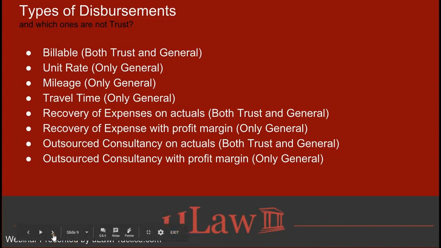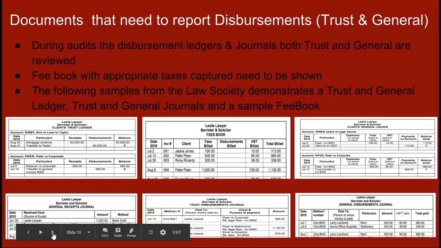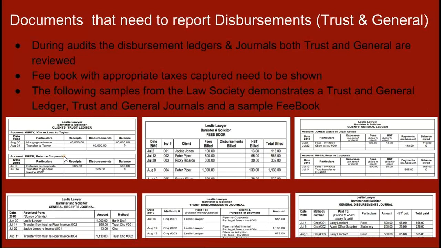Okay. Once these transactions or record keeping has been done, let's say you've tracked it, you've generated the invoice, you've even accepted the payment, there are ledgers, journals, and as I said, expense books that have to be managed and maintained by you as a law society requirement.